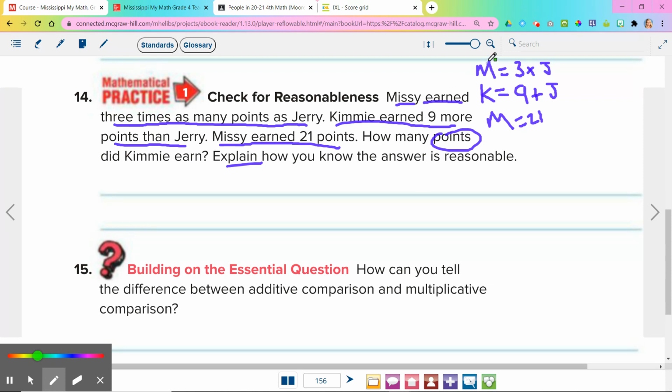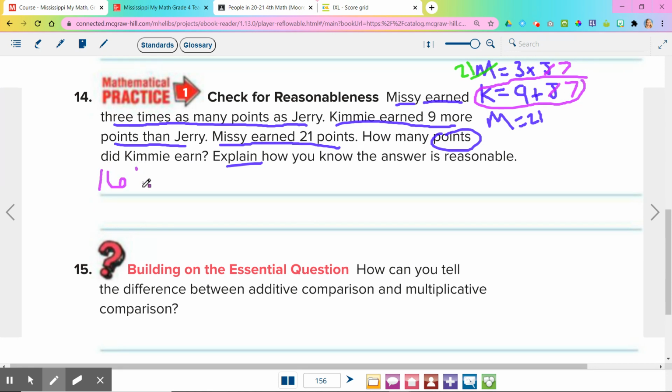So if this is Missy right here, which it was, I can put a 21 there. So if I know Missy's, I know that Jerry's has to be 3 times what gives me 21, so Jerry's has to be 7. Well, if Jerry's is 7 here, then Jerry's is 7 there. All right, and since Jerry's is 7 here, now I can figure out Kimmy's by saying 9 plus 7 is 16.